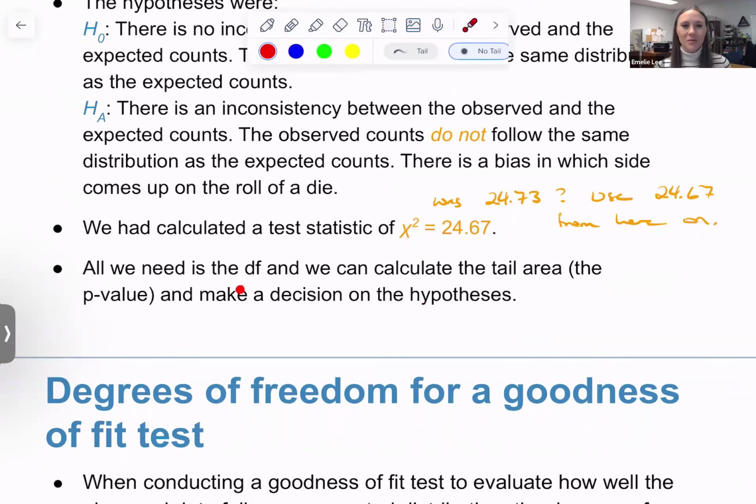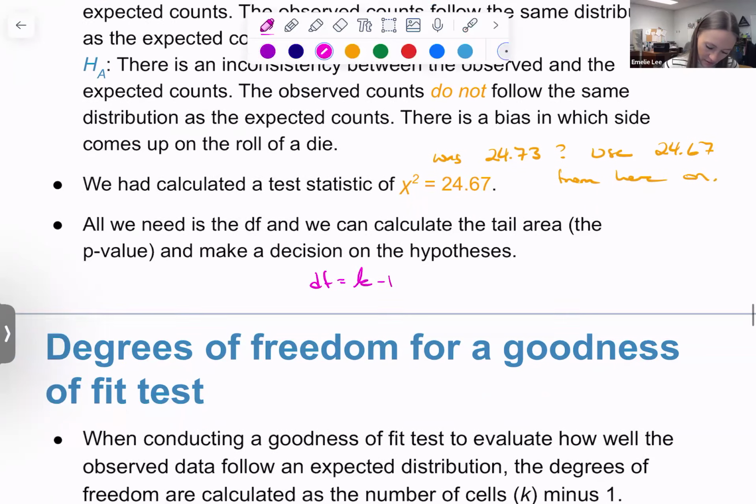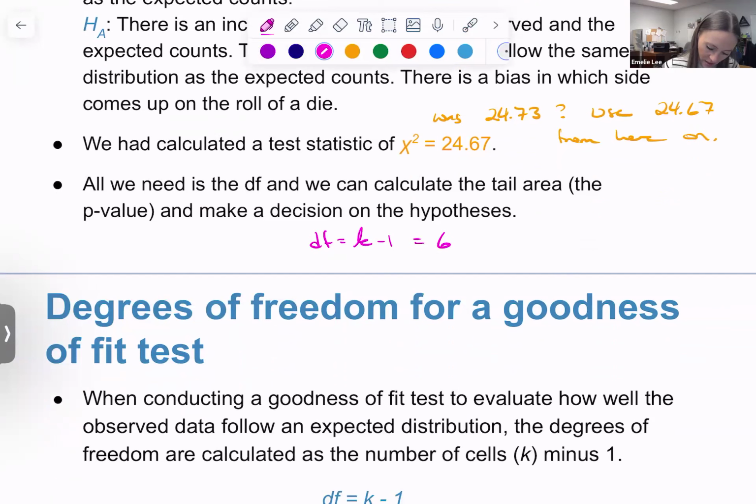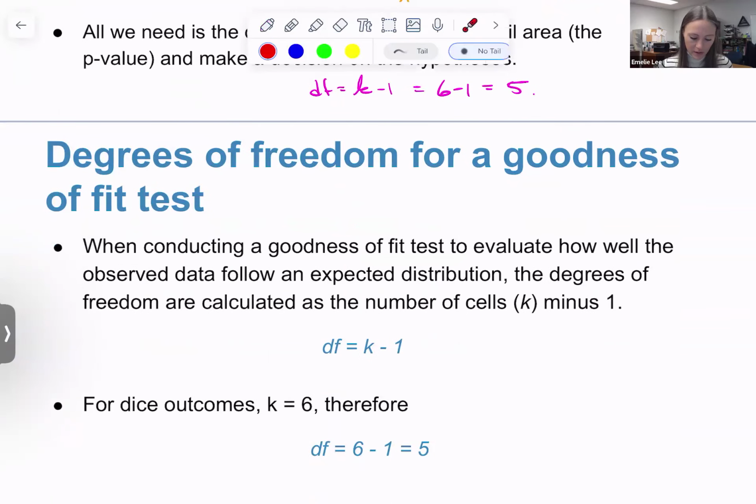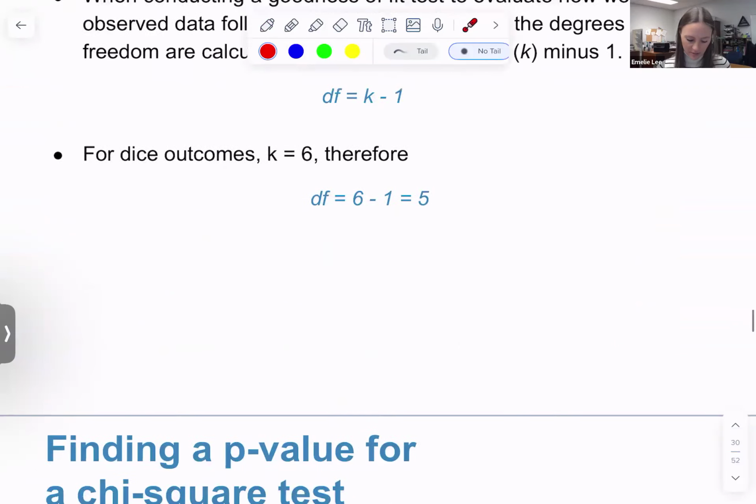Okay, we need to know the degrees of freedom so that we can find the p-value, right? We've done the test. That's step 2. Do the test. So chi-squared is 24.67, although we found 7.3, but that's okay. And so all we need is the degrees of freedom, and the degrees of freedom is k minus 1, which is 6 minus 1, which is 5. And so now we have 5 degrees of freedom, so that's great.